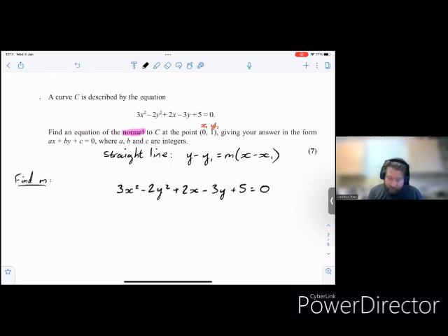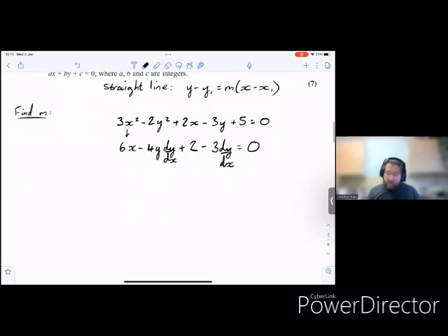Okay, so starting at the beginning and just working our way through, we just differentiate each term as we come to it. So 3x squared, we just differentiate, that becomes 6x. 2y squared, just differentiate normally, so we get 4y, but then we've got to multiply by dy by dx. 2x becomes 2, 3y becomes 3 dy by dx. The 5 becomes nothing, and the nothing stays as nothing. So now we've got a formula with dy by dx in there.